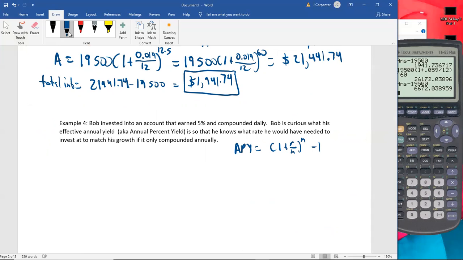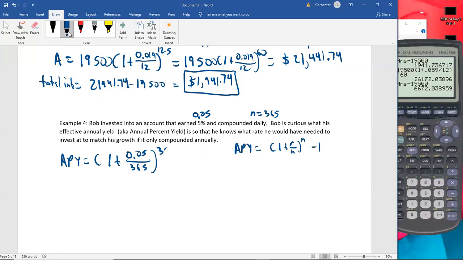So again, Bob's goal here is to say, I know I put my money into a 5% account that compounded daily, but what if someone else is offering accounts that only compound once per year instead of 365 times in a year? He wants to know what rate he would need in that account to match his growth. Because if he gets a 5% compounding annually, he won't match his growth. He won't get as much money. It's going to need to be a little more. So what's the effective rate? All right. Well, that's parentheses 1 plus, that's 0.05, divided by, if we compound daily, that's an n of 365.